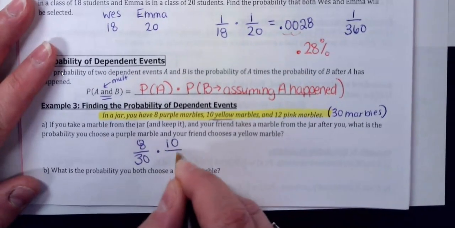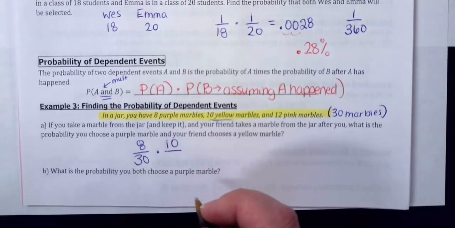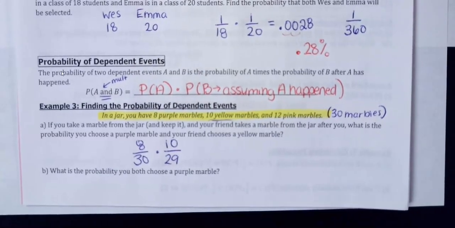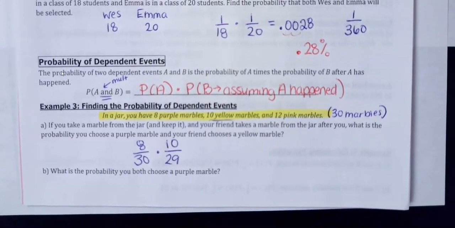All right, but since you took a marble out of the jar, now there's only 29 in the jar. So it changes the probability of the second thing because I have kept one and removed it. So now there's only 29 total. There's still 10 yellow marbles because we're assuming you did purple with your draw.